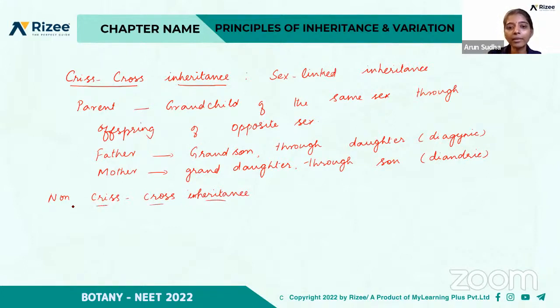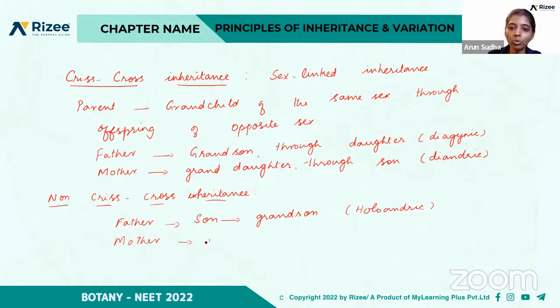So here there will be a direct transmission of characters. For example, from father to son, and the son transmits to the grandson. So direct transmission of characters through the son to the grandson. This is called holoandric inheritance. Then the mother transmits to the daughter, and from daughter to granddaughter. So this is a direct inheritance. Okay, this is called hologynic.